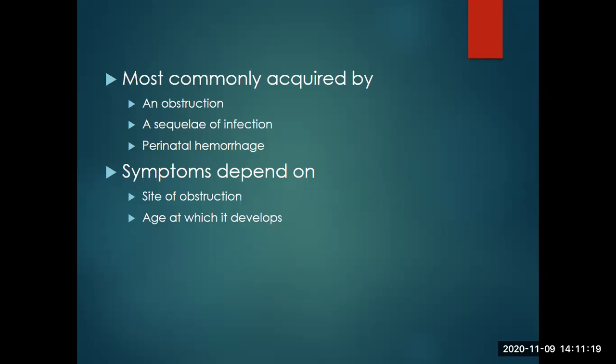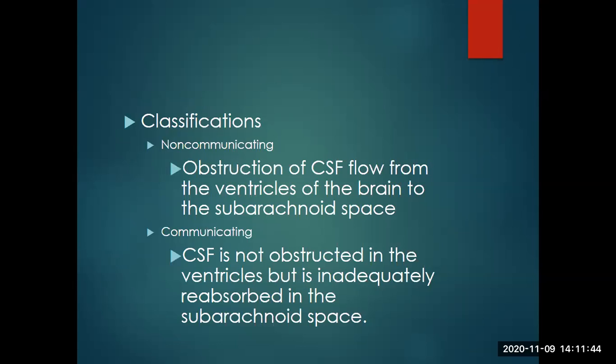And it's most commonly acquired by some type of obstruction. Again, it could be acquired with even a trauma or something that can happen to the mom. Symptoms depend on the site of obstruction and also the age at which it actually develops. And again, it's classified as non-communicating and also communicating.